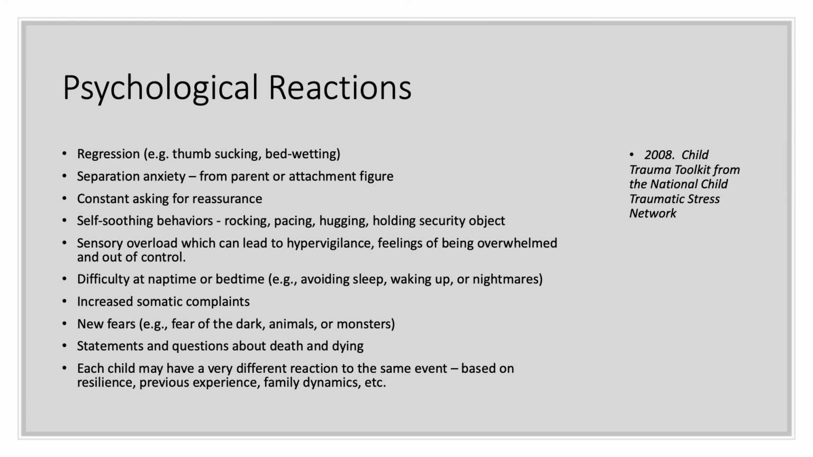They may return to thumb sucking or bedwetting. They may have separation anxiety from parents or adults or older siblings. They may constantly ask for reassurance or seek self-soothing behaviors like rocking or pacing, hugging, and holding security objects. They will easily experience sensory overload, which can lead them to hypervigilance and feelings of being overwhelmed and out of control. And then if there are children that still have a nap time or an early bedtime, they may actually avoid sleeping. They may be waking up in the middle of the night, and they may have nightmares. They may have increased somatic complaints.